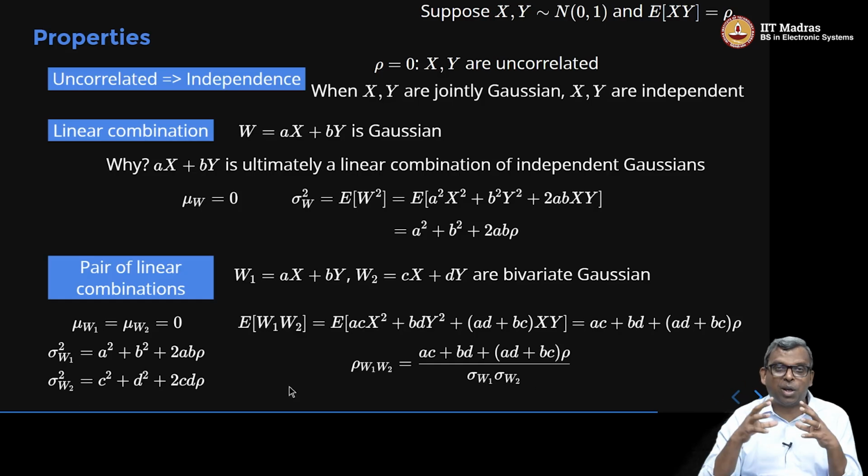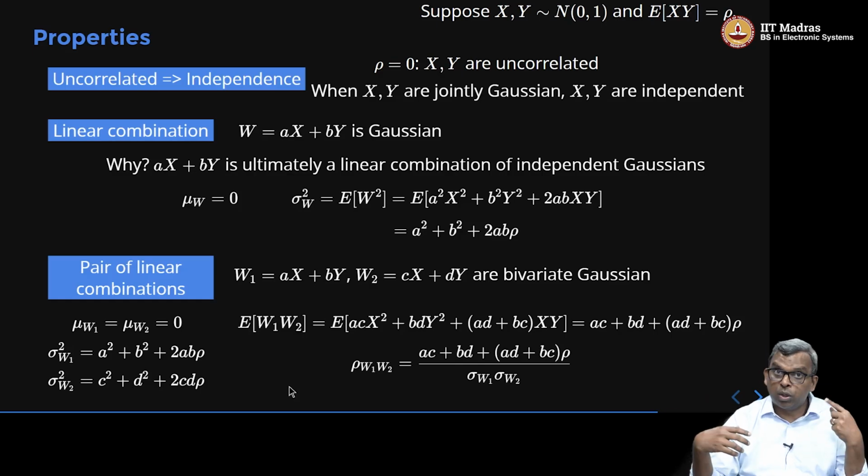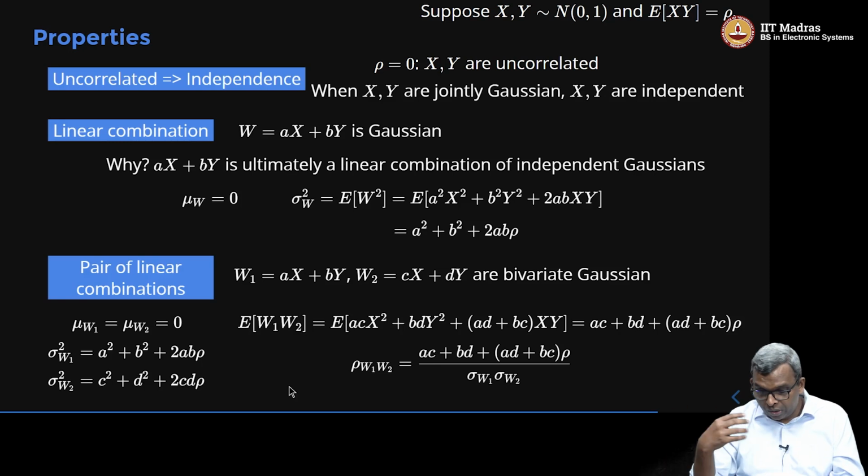So it's a complicated looking formula, but eventually W1 and W2 are bivariate Gaussian. I know their means, I know their variances, I know their correlation coefficient, which means I know their distribution. Okay, so this is how you deal with linear combinations of jointly Gaussian random variables.